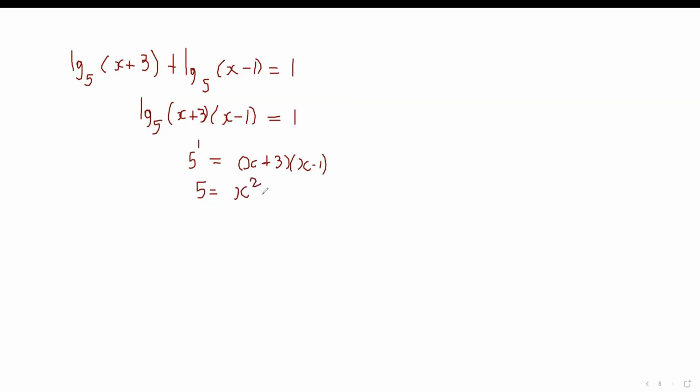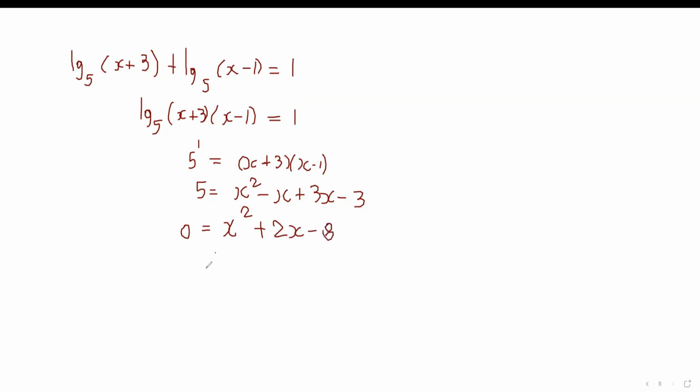X times minus 1 is minus x. 3 times x is 3x. 3 times minus 1 is minus 3. So what we end up getting works out to be x squared. You can bring over the 5 now and make everything equal 0. So minus x plus 3x is plus 2x. Bring over this 5, it becomes minus 8.